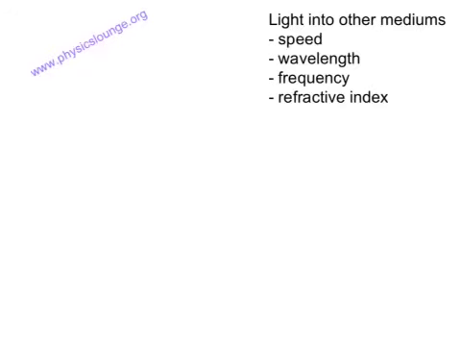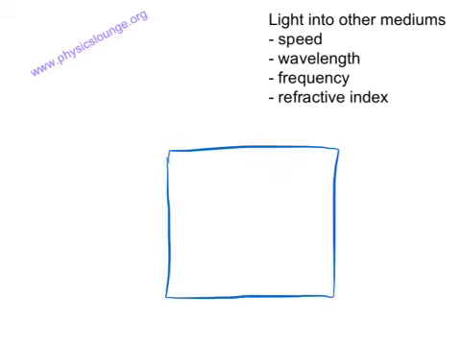In this video we're looking at how light travels into other mediums. Previously we've seen light reflecting off other mediums, and now we want to look at what happens when light travels into it. So here is a glass block, and we're going to have a beam of light. We'll make it a red laser light just for fun, and that will travel into our glass block.